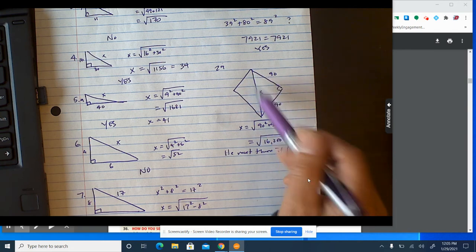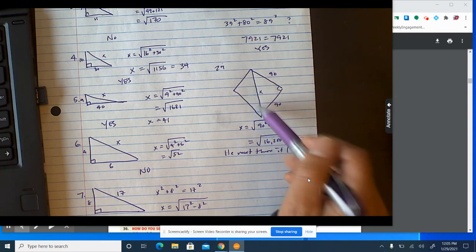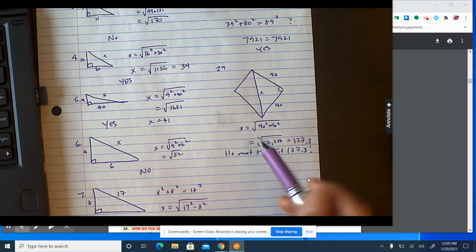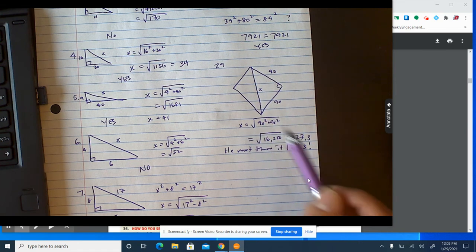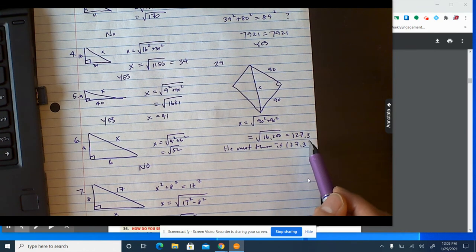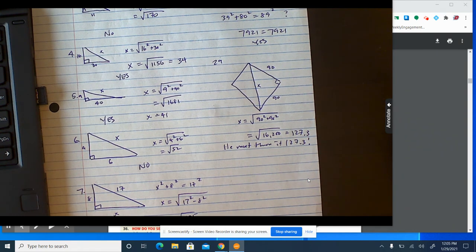Well, this is just a right triangle problem, and this is a 90-90-x. X is your hypotenuse. Okay, so we know that 90 squared plus 90 squared equals x squared, so solving for x, it's about 127.3. The catcher must throw it about 127.3 feet. Okay, that's your answer.